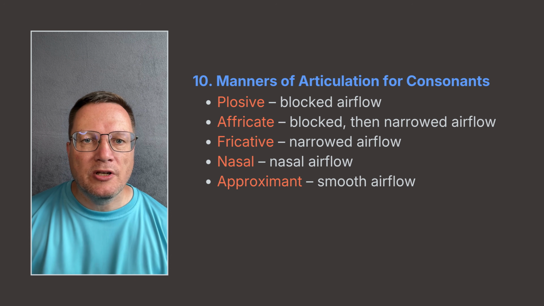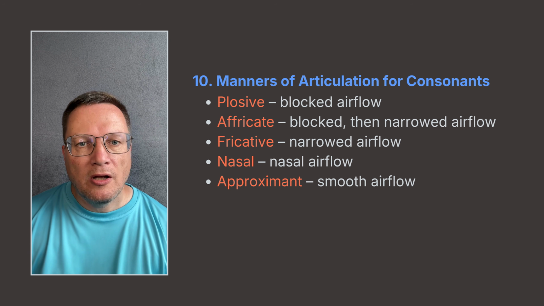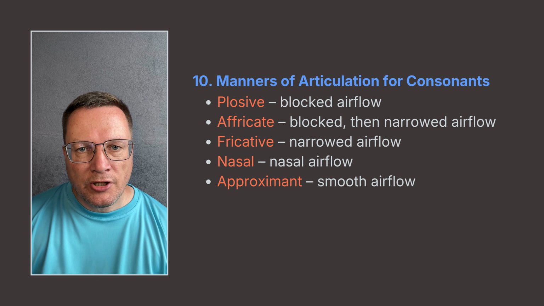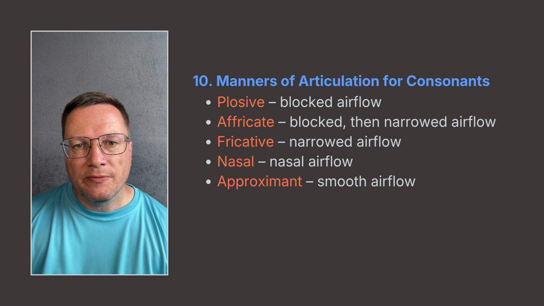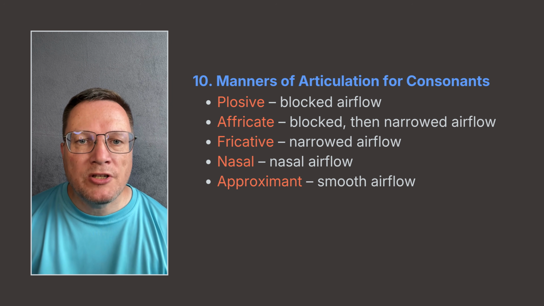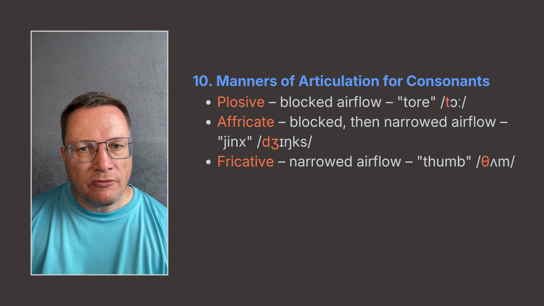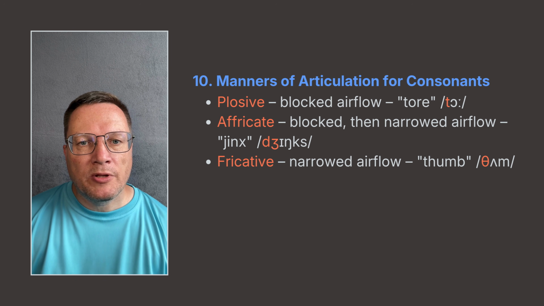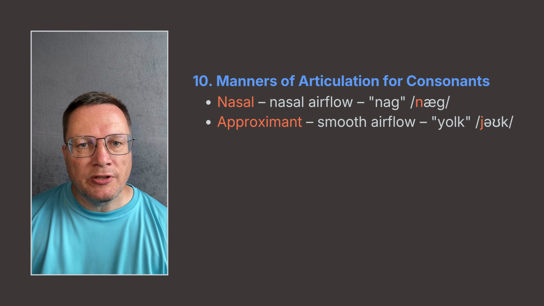English consonants are grouped into 5 main manners of articulation: plosive, affricate, fricative, nasal, and approximant. Compare the following examples. The word toe begins with a plosive, jinx with an affricate, thumb with a fricative, nag with a nasal, and yoke with an approximant.